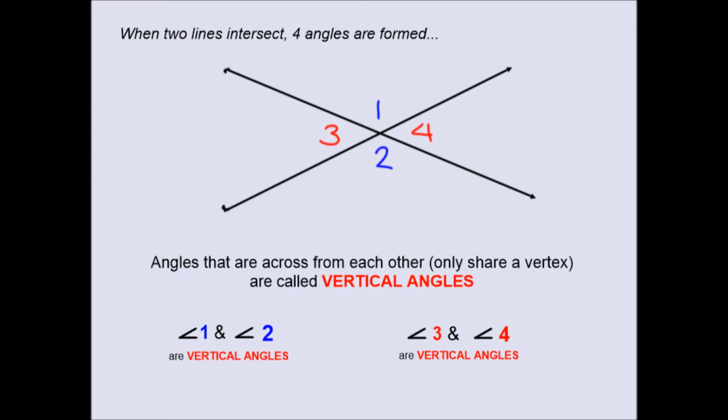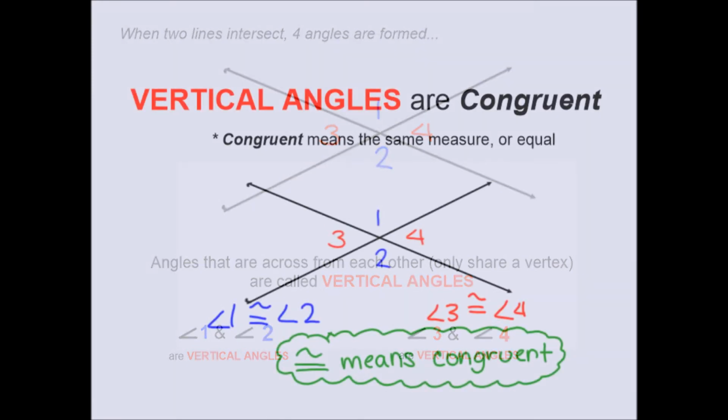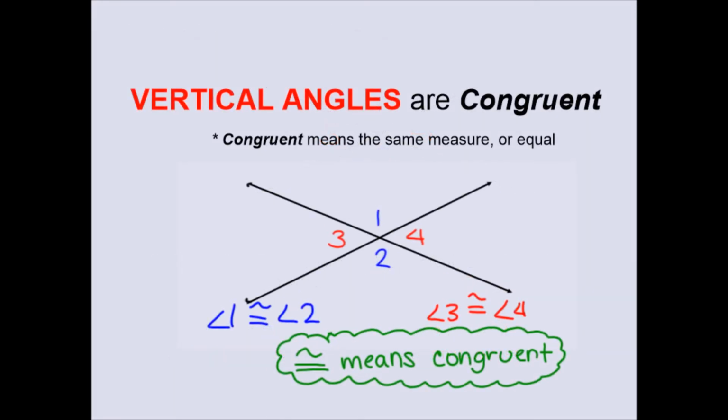So in this diagram, angle 1 and angle 2 would be vertical angles, and angle 3 and angle 4 would be another pair of vertical angles. Vertical angles are always congruent. Congruent means they are the same or their measures are equal. And we mark things that are congruent with a new symbol. It's an equal sign with that little squiggly line across the top.